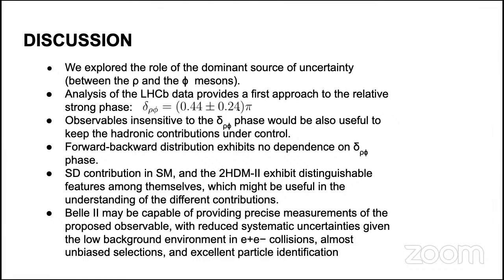Short distance contribution in the standard model, and in this model exhibit distinguishable future and model cells, which might be useful to understanding of the different contribution. Finally, Belle II may be capable of providing precise measurement of these cross-path observables with reduced systematic uncertainty, given the lack of background environment in the e+ e- collision, almost unbiased selection, and excellent particle identification. Thank you very much.